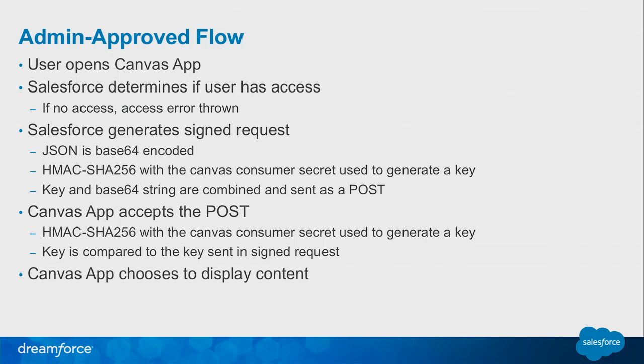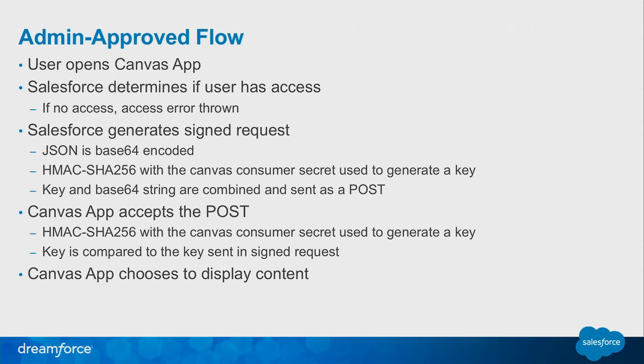What's going to happen here is every time the user opens the Canvas app, Salesforce is going to take a look and see if the user has access. If the user does not have access, they're going to get an error message, or in the Chatter tab, they're not even going to see the app. But if they do have access, Salesforce generates a signed request. This is the context that the app is going to use. It sends the signed request via POST to the app, the app receives the POST, takes a look at the context, and then displays content based on the context, of course.